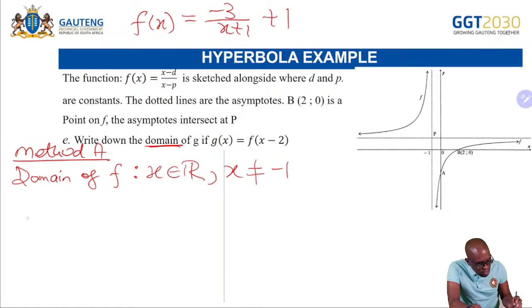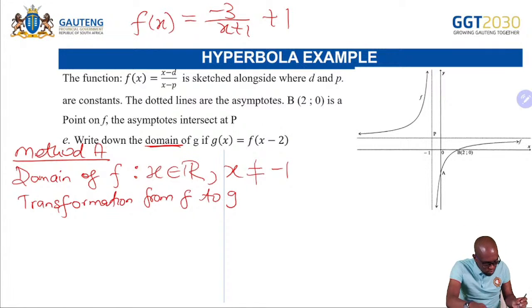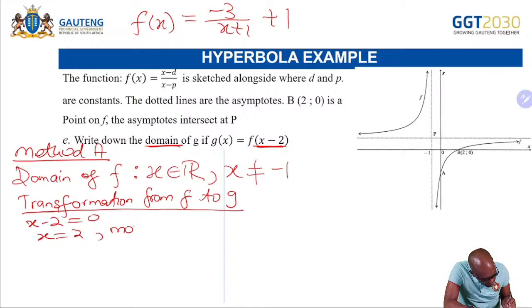Now, we are going to check the transformation from f to g. Then we are going to transform the domain. What was the transformation from f to g? If you check, this is the transformation: x minus 2 equals 0, x equals 2, which means move 2 units to the right.